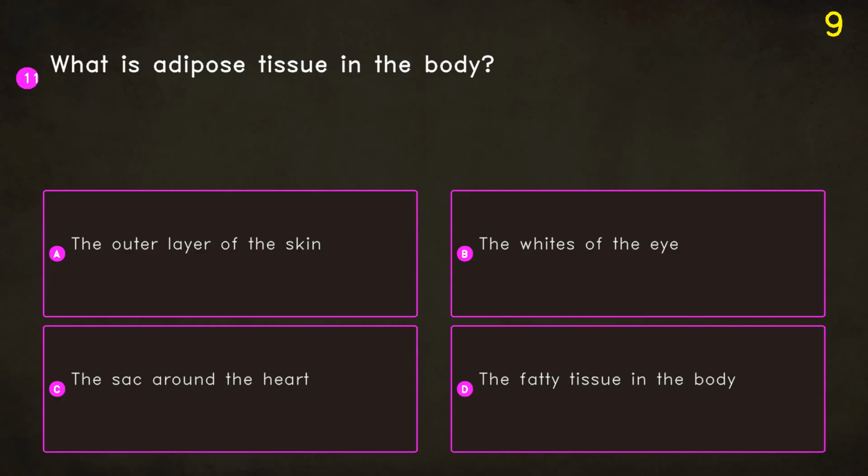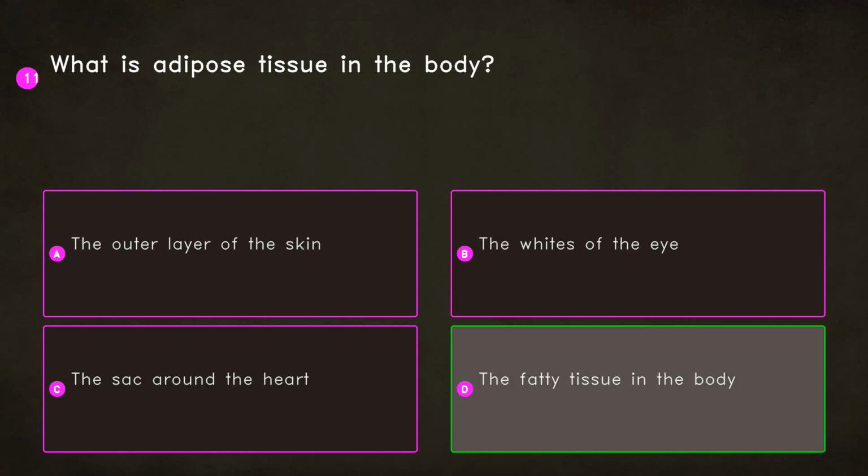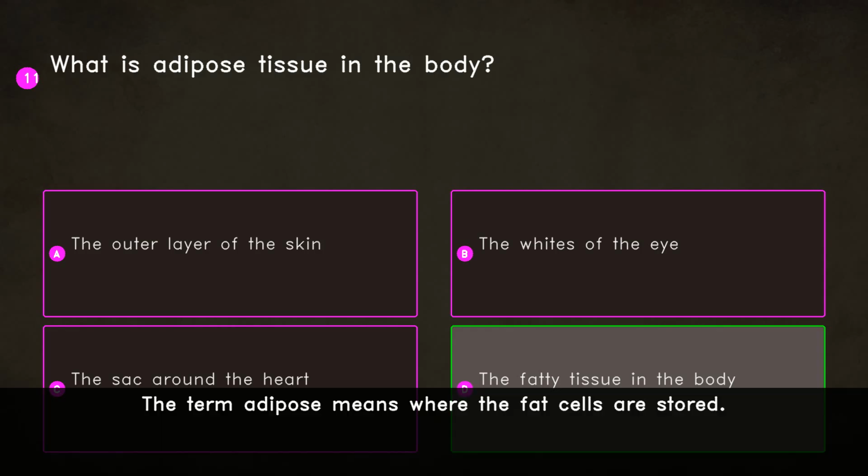Question 11. What is adipose tissue in the body? A. The outer layer of the skin. B. The whites of the eyes. C. The sac around the heart. D. The fatty tissue in the body. The correct answer is the fatty tissue in the body. The term adipose means where the fat cells are stored.